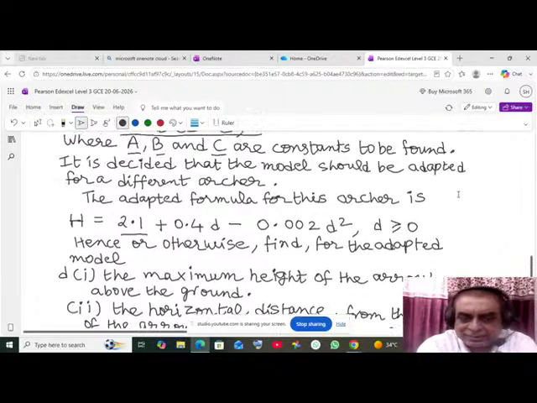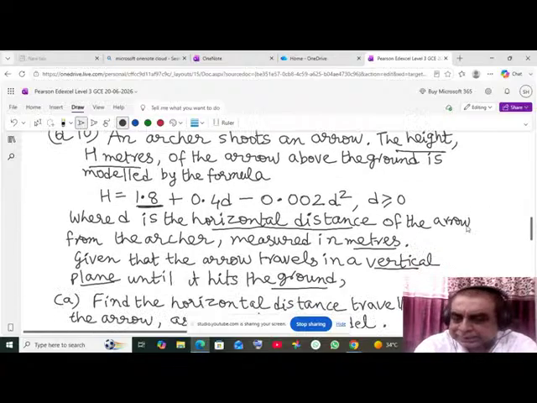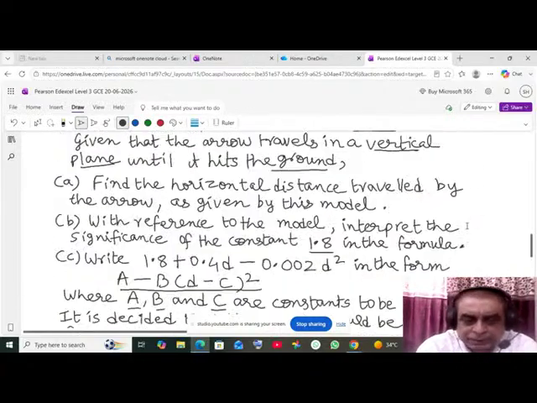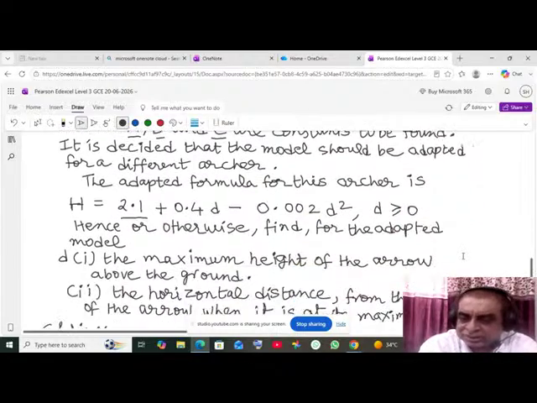Okay, and h is what? Capital H is the height which the arrow is above the ground, at any moment. So in part a, you have to find how much horizontal distance the arrow is traveling, as given by this model, that means before hitting the ground.